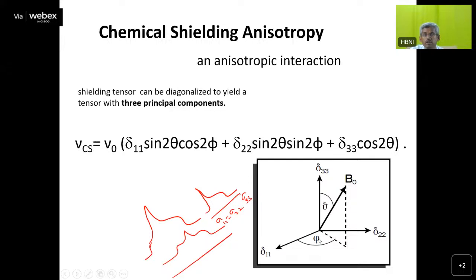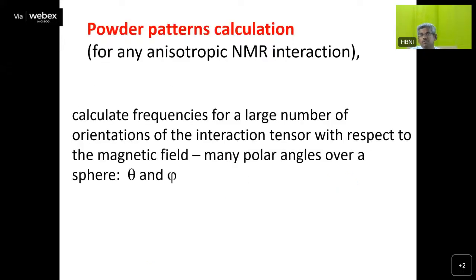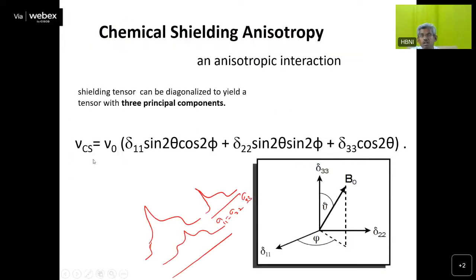For example, this is the theta and this is the phi angle. Depending upon the orientation of the principal axis with respect to B0, we can have different frequencies, and one can theoretically generate various angles and get the line shape. The only thing is you have to match it with the experimental pattern for a particular value of orientation. Then you say it is a simulated pattern which matches the experimental pattern. That is what we do in powder pattern calculations. You calculate the frequencies over a large number of orientations, which means theta and phi will be different.